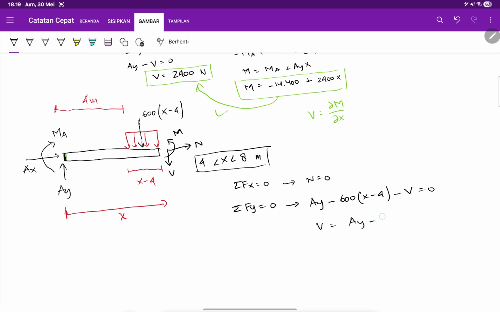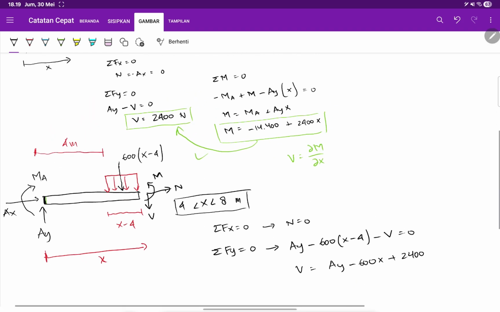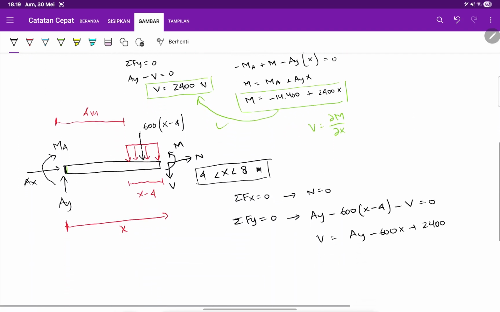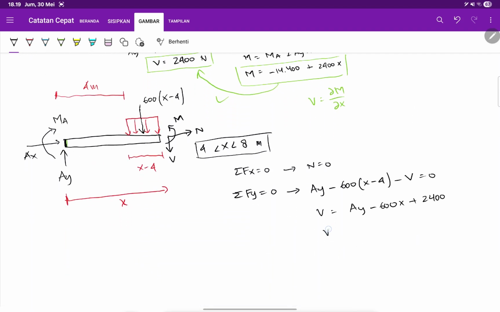And then my V will become AY minus 600x plus 2,400. Where is AY? AY is 2,400. So AY is 2,400 too. So it's 4,800 minus 600x here. That is my V for the second section.